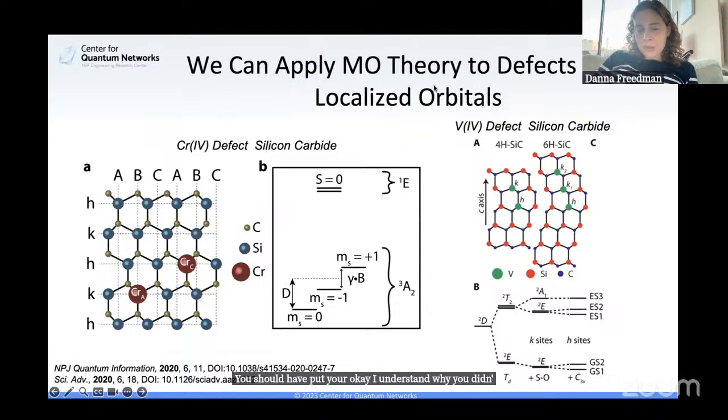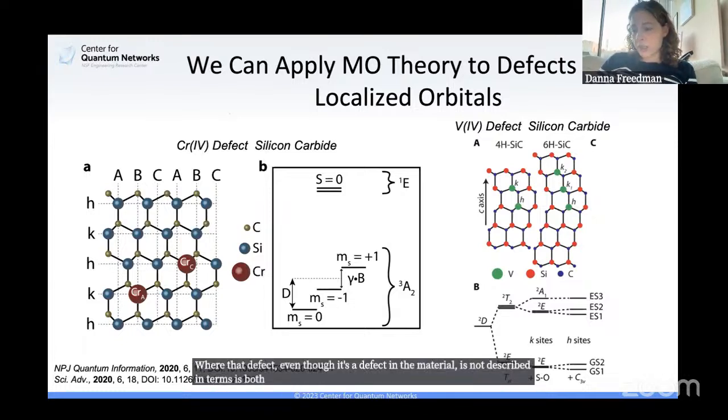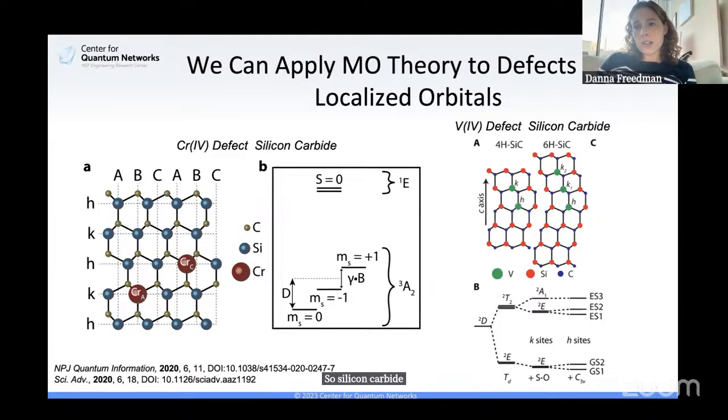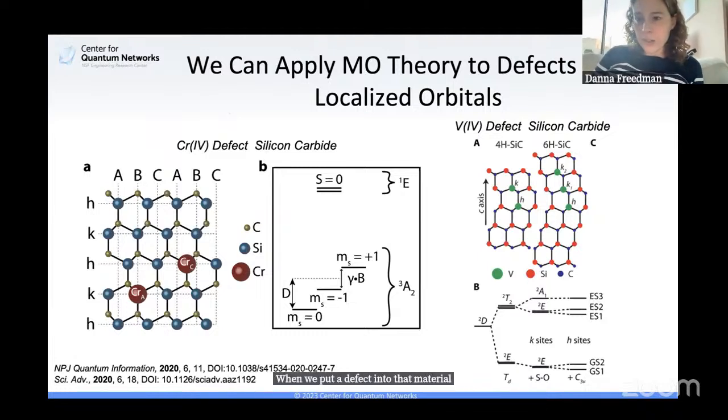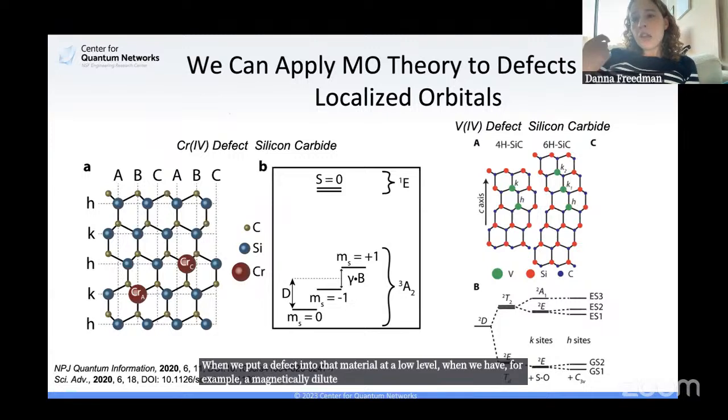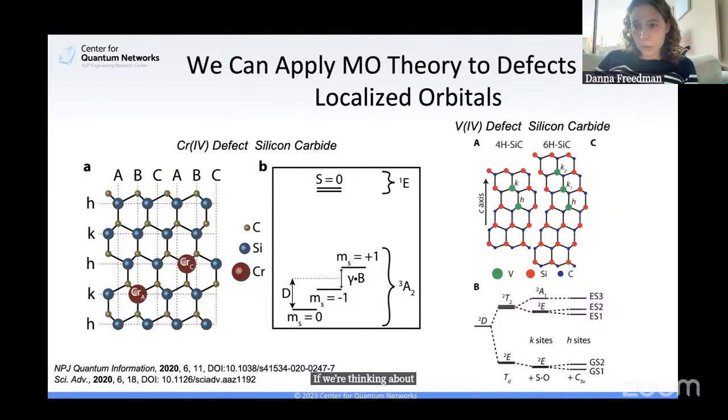And so these same principles, as we've been talking about, can be extrapolated to other systems, such as a chromium 4 defect in silicon carbide, where that defect, even though it's a defect in the material, is both traditionally not described and realistically not described in terms of band structure. Silicon carbide is, of course, a material, not a molecule. When we talk about the properties of silicon carbide, we use a band structure depiction. When we put a defect into that material at a low level, for example in a magnetically dilute semiconductor, if we're thinking about the defect and its electronic properties, we revert back to more of a molecular depiction.